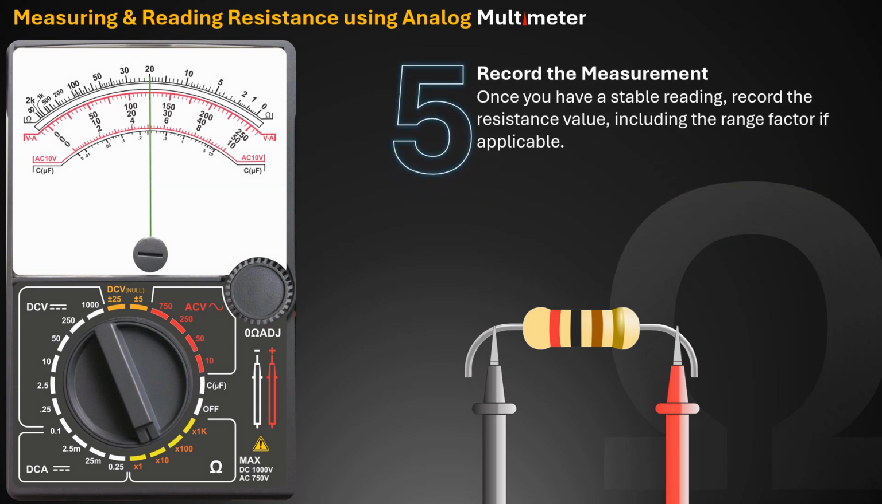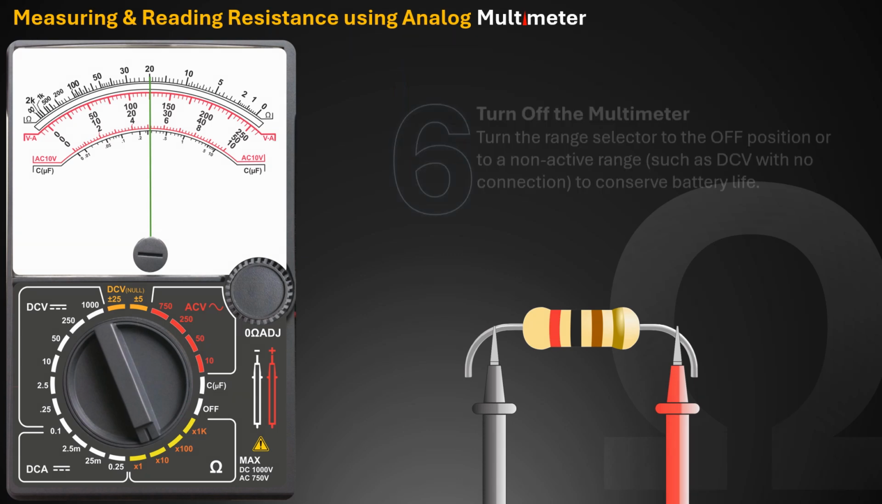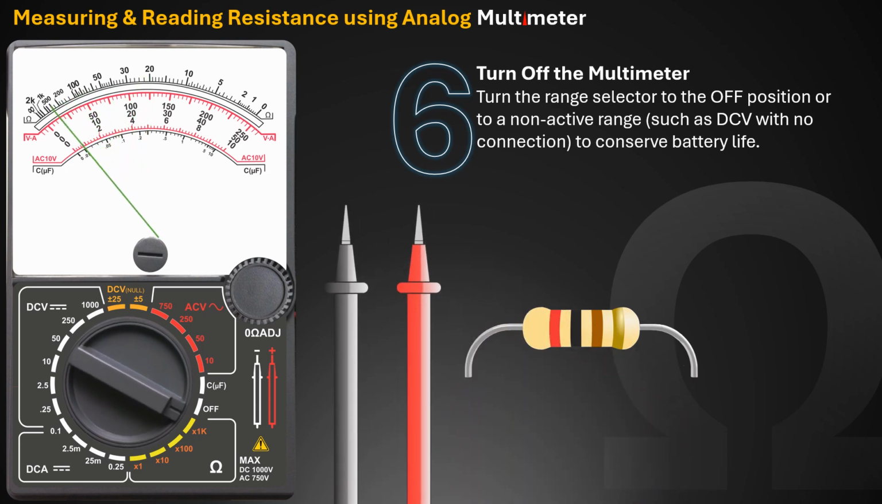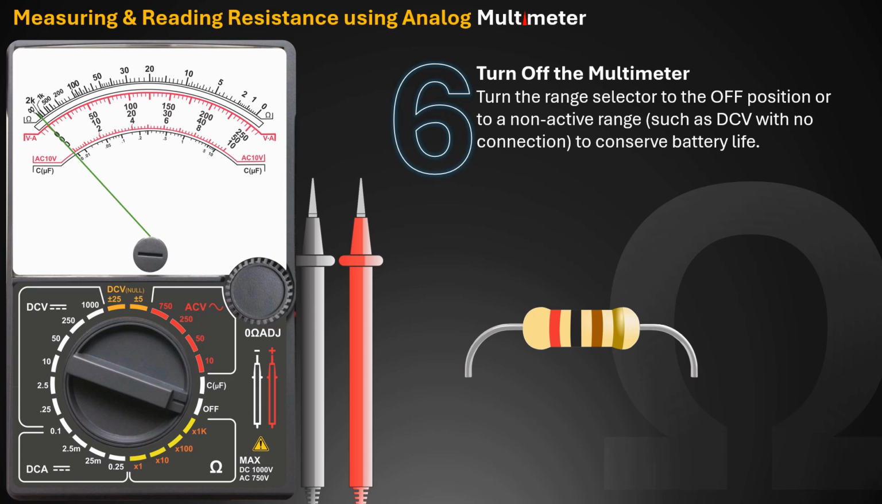Once you have a stable reading, record the resistance value, considering the range factor. After taking your readings, always turn off the multimeter or set the range selector to an inactive position, such as DCV with no connection. This conserves battery life.